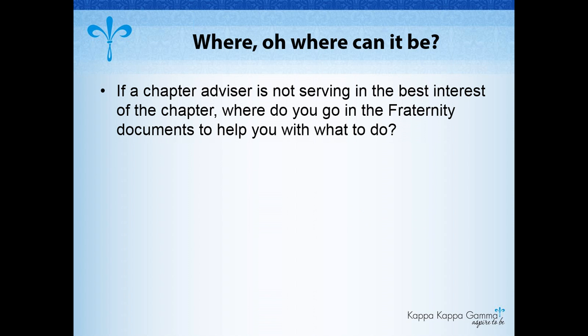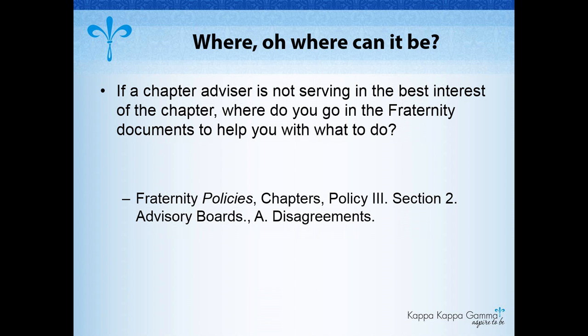But right now we're going to move on to the bonus round, and here are a couple of quick questions. What we're going to do this time, instead of answering the poll, is you will type your answers into the question pane. Angie is going to sift through them and pull out some of the answers for us. Our first question, if a chapter advisor is not serving the best interest of the chapter, where do you go in the fraternity documents to help you with what you should do?